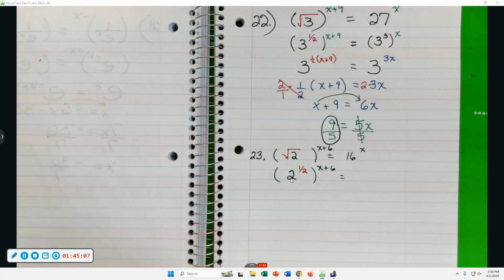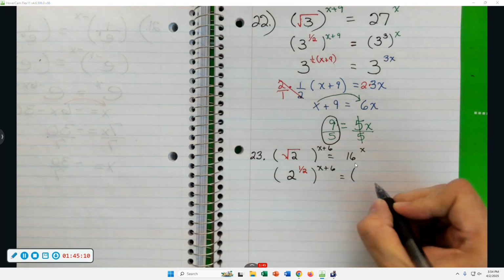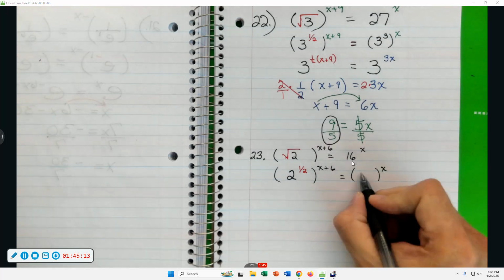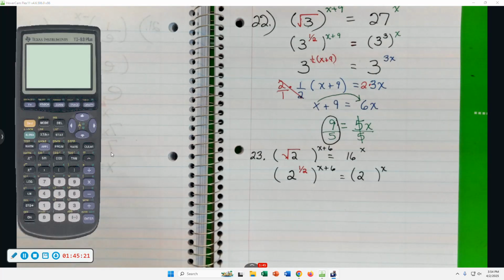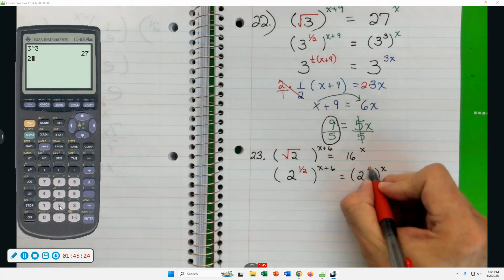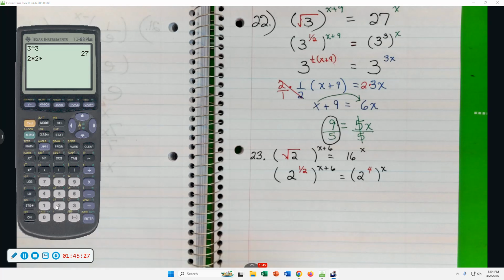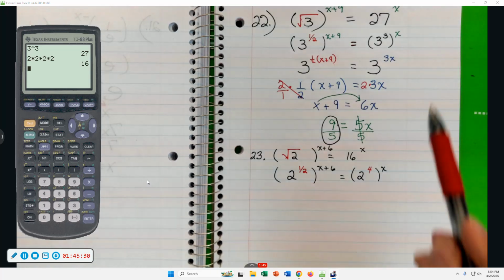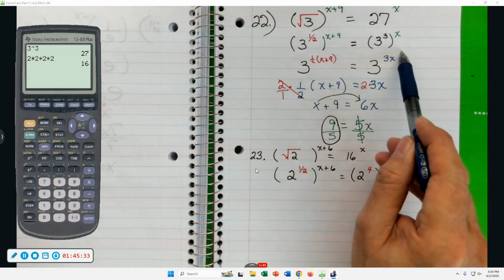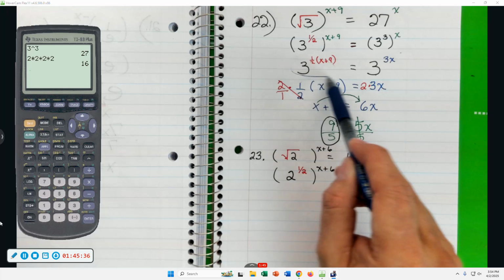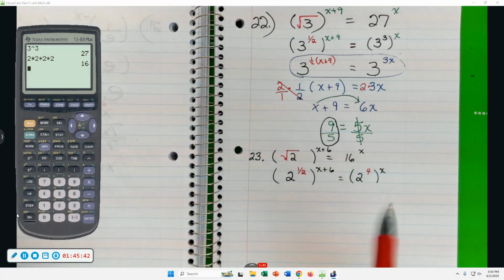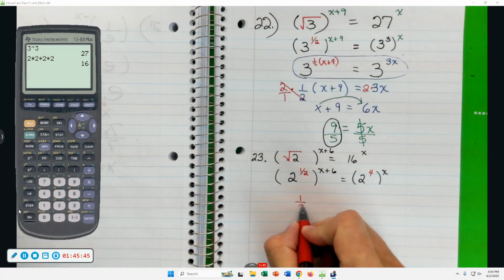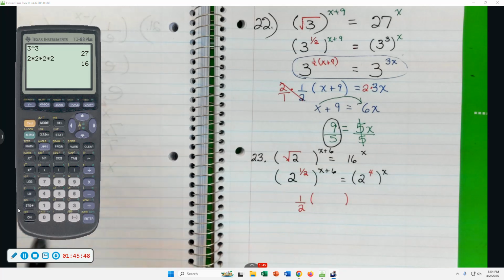2 is a prime number. You are not going to change that 2 there. You're going to have to write 16 as 2 to the power. That's why you couldn't have 17 there. How many 2's do we multiply together to get 16? 4. 2 times 2 times 2 times 2 gives me 16. This step right here, I'm skipping now. I'm going to go straight to drop the 2 and just write what we have as the exponent: 1/2 times x plus 6.